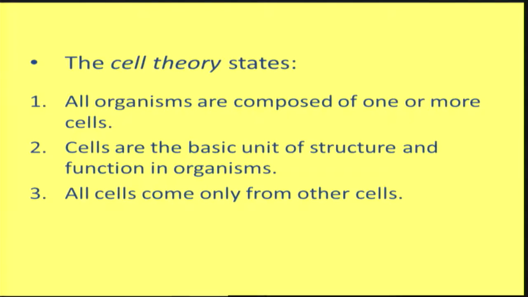Now the cell theory was formulated during the earlier period of evolution, during the study of cell division. The cell theory states that all organisms are composed of one or more cells. Secondly, cells are the basic unit of structure and function in all organisms, and all cells come only from pre-existing cells. This cell theory was given way back in the early 1800s.